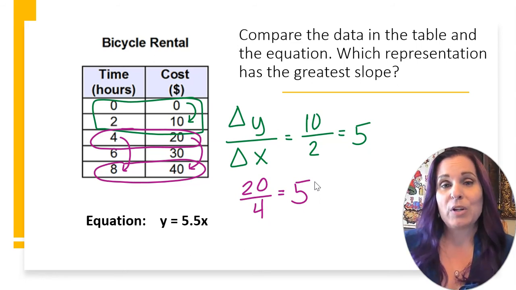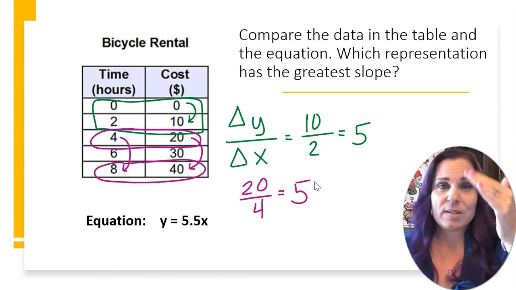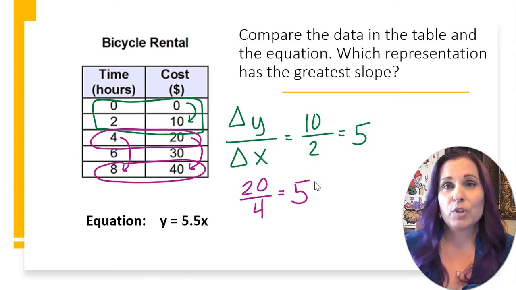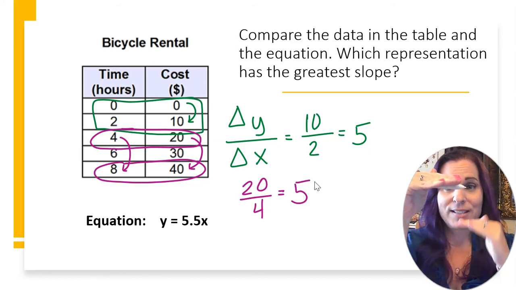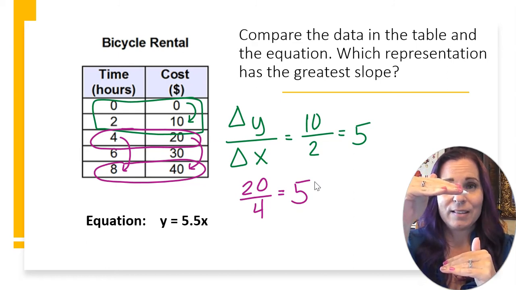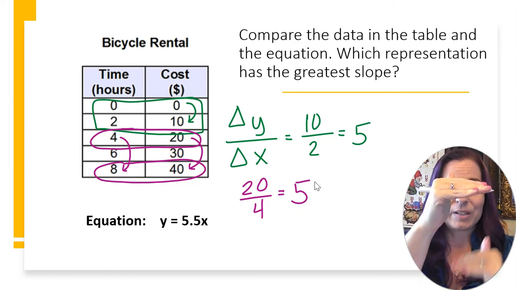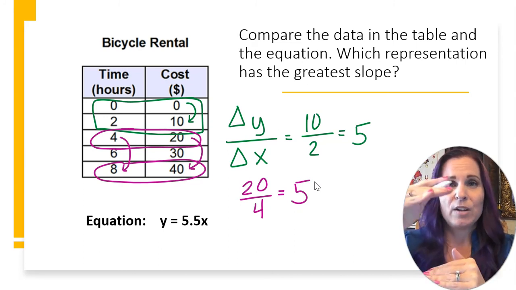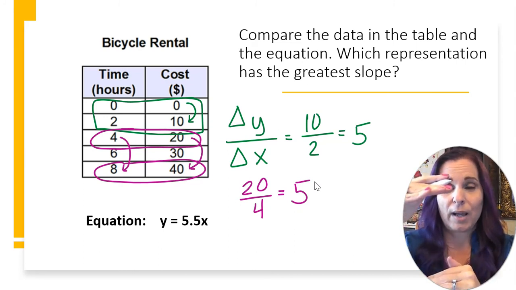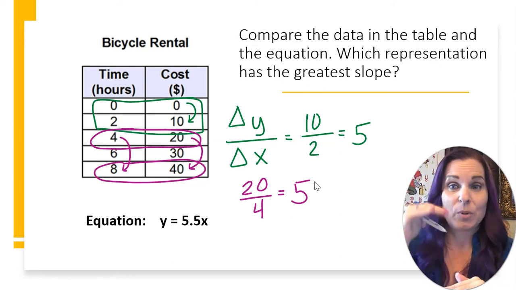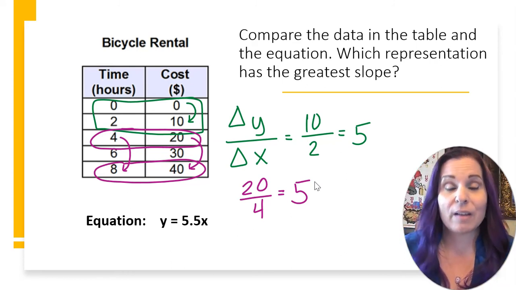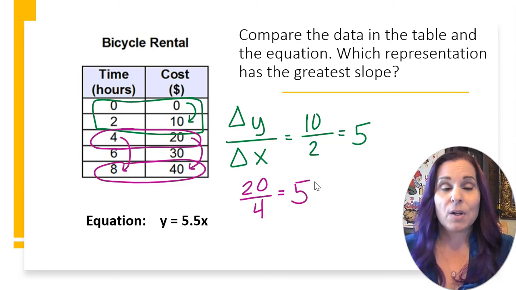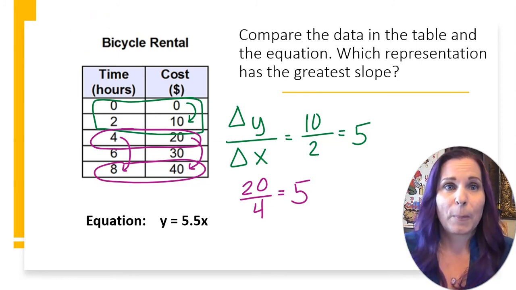Just remember that when you're looking for the change, you go in the same order. If you're looking for the change from this one to this one, then you need to keep it from this one to this one. Don't switch the order around. So don't say, how does it change from here to here for the y, and then how does it change from this one to this one for the x? You can't do that. You need to keep that order the same when you're looking at the change.